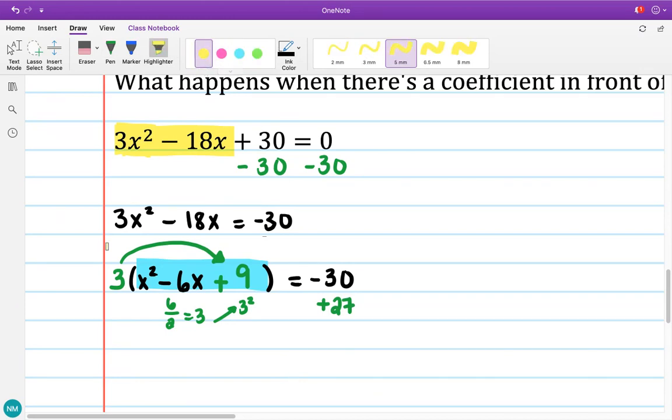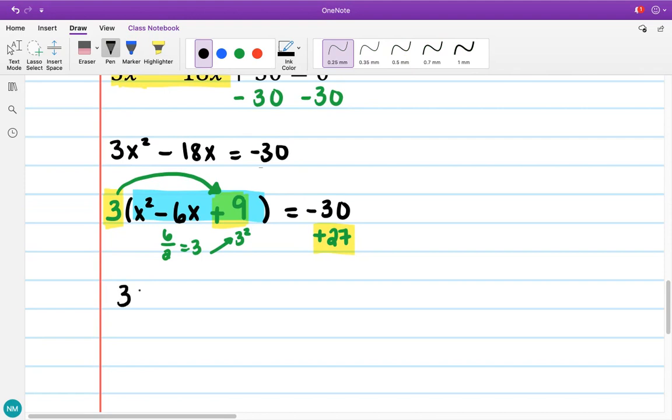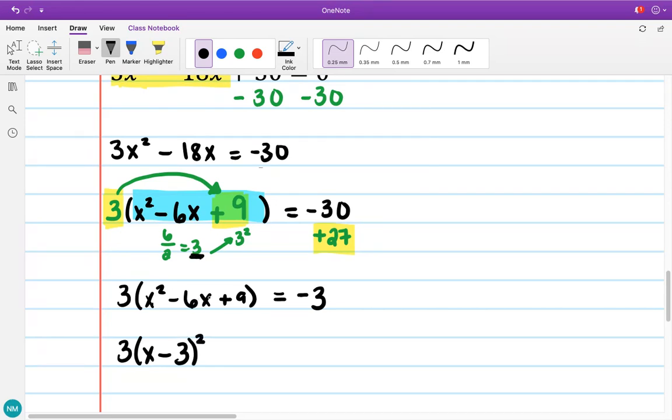Okay, this and this are the same thing. And so now I have 3 times x squared minus 6x plus 9 equals, and then negative 30 plus 27 is negative 3. Okay, and so I have 3 times x minus 3, this 3 right here, squared. It's half of this, and the square root of this is negative 3. And then equals negative 3.